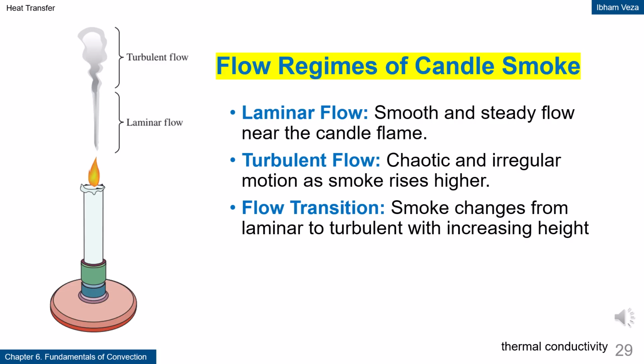Flow regimes of candle smoke. Candle smoke shows a visual example of the transition from laminar to turbulent flow. Near the flame, the flow is still smooth and orderly. Higher up, the flow becomes unstable and eventually turbulent. This change occurs because small disturbances are amplified by flow instabilities. This simple example helps in understanding the concept of flow transition in practice.